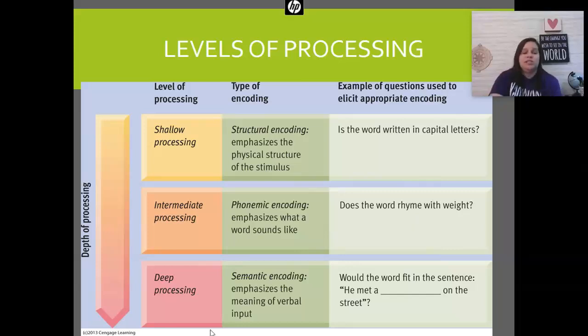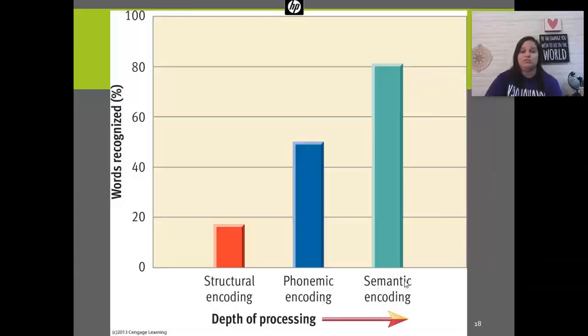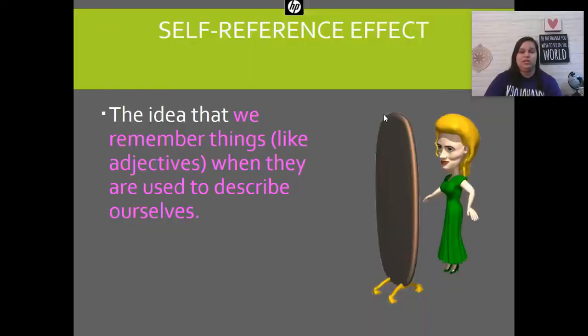And then deep processing, again, is semantic encoding, that we remember stuff best when we emphasize what it actually meant. Would this word fit in this sentence because of its semantics or its meaning? And again, even in these three, semantic encoding is the strongest, and we tend not to remember structural encoding as well. But with phonemic encoding, we can remember how things sound. Sometimes you'll say, oh, I remember the word, it sounded like this, it started with this letter. But then semantic is what it truly means.